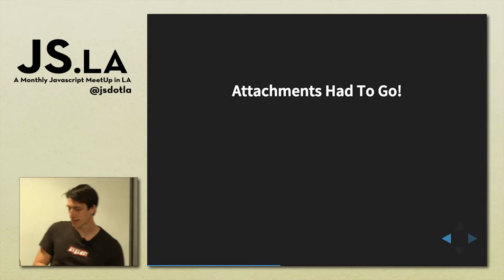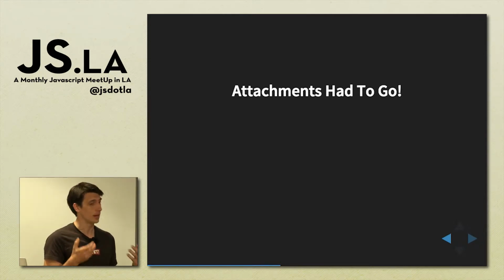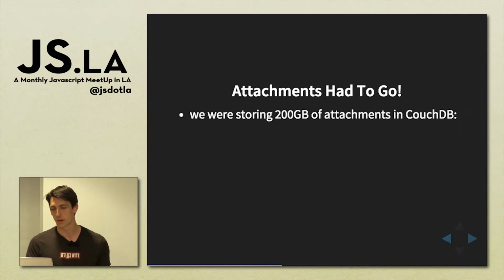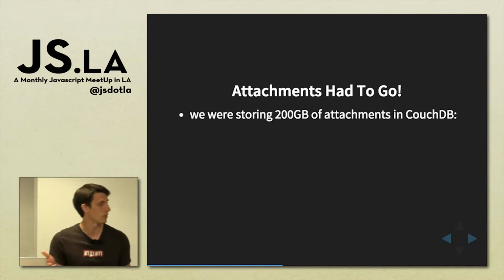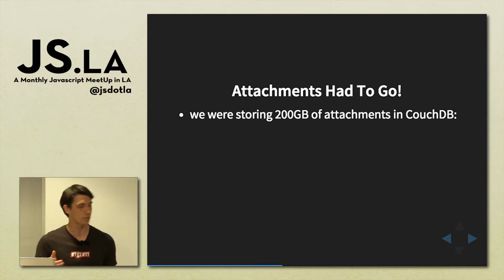So first off, as I said, we could just store all of the attachment binary information inside CouchDB itself. This did not mean it was a good idea. Where we found ourselves was we basically had 200 gigabytes of packages inside CouchDB, which represented all the modules you might install, all the versions of all those modules, and it was starting to take up a significant amount of space.